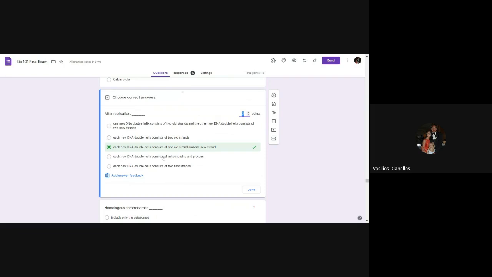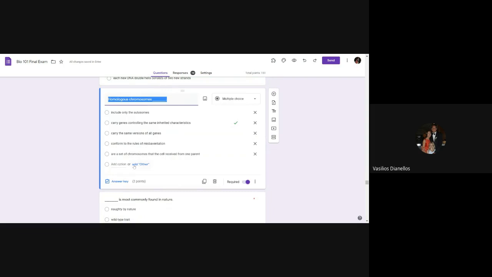Moving forward, homologous chromosomes include only the autosomes? No. Carry genes controlling the same inherited characteristics? Yes. Carry the same versions of all genes? No. Remember, because you have one version from your mom, one version from your dad, at least if you're heterozygous. Conform to the rules of misbaventation. That is a word I made up, so that's definitely not the right answer. And then, of course, are a set of chromosomes that the cell receives from one parent? No. If you're homologous chromosomes, obviously you're getting one from each. It's the set that you get from each.